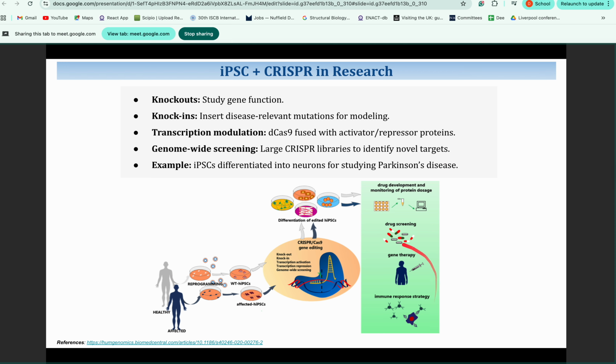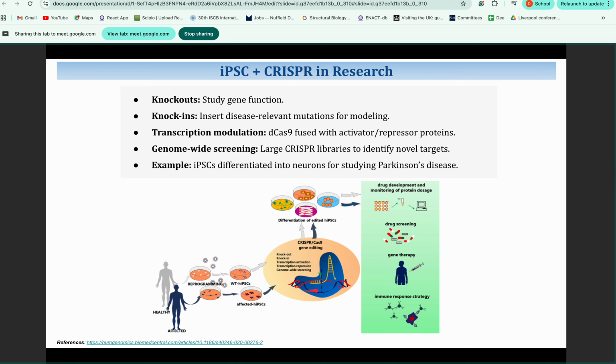And here is another figure from this particular paper. It shows a healthy individual and affected individuals. After reprogramming, we can convert those cells into induced pluripotent stem cells. These are wild type human induced pluripotent stem cells, and these are affected human induced pluripotent stem cells. We can go for knockout, knock-in, transcriptional activation, transcriptional repression, and genome-wide screening. All of these can be done with the help of CRISPR-Cas9 gene editing methods.